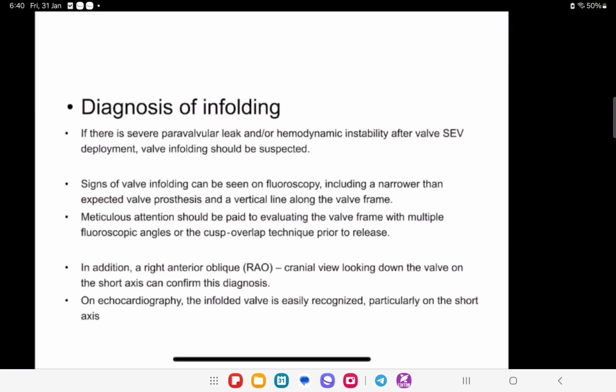Diagnosis of infolding: if there is a severe paravalvular leak or hemodynamic instability after self-expanding valve deployment, valve infolding should be suspected. Signs of valve infolding can be seen on fluoroscopy, including a narrower than expected valve prosthesis and a vertical line along the valve frame. Meticulous attention should be paid to evaluating the valve frame with multiple fluoroscopic angles or the cusp overlap technique prior to release. In addition, a right anterior oblique cranial view, looking down the valve on the short axis, can confirm the diagnosis. On echo, the infolded valve is easily recognized, particularly on the short axis.